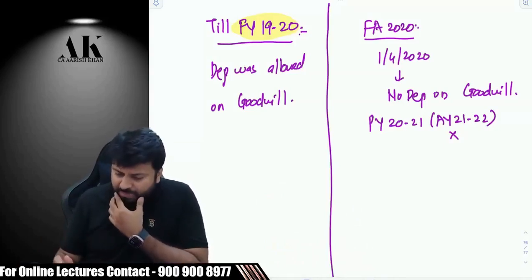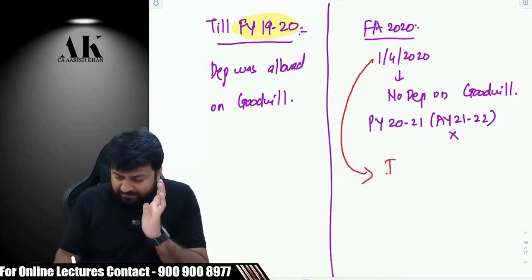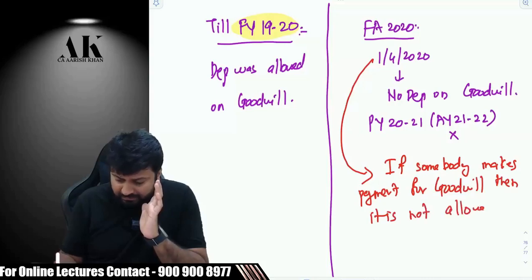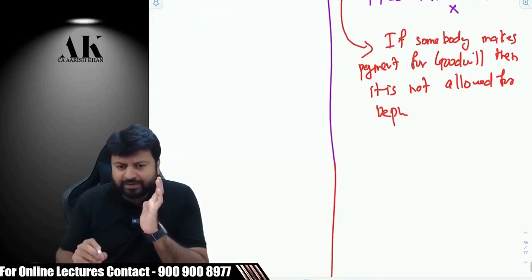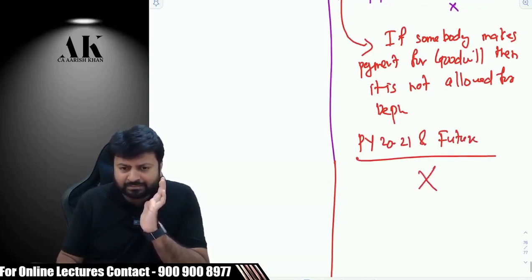This provision means that from 1/4/2020, from this date onwards, if somebody makes payment for goodwill, then it is not allowed for depreciation. Right? It means if any business acquisitions are happening in previous year 2021 and future, goodwill will not be allowed as depreciation, correct? Yes or no?